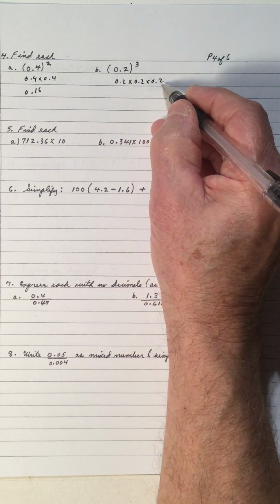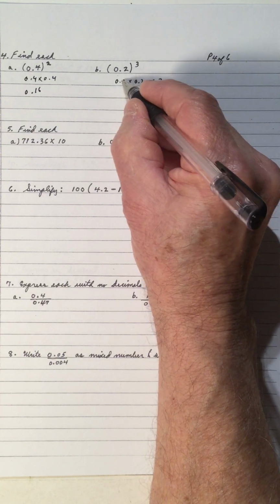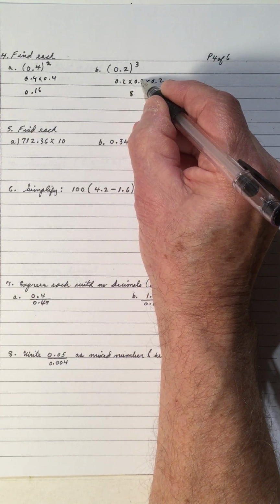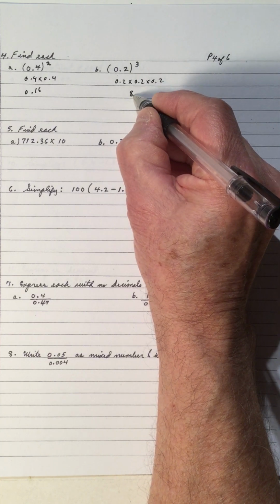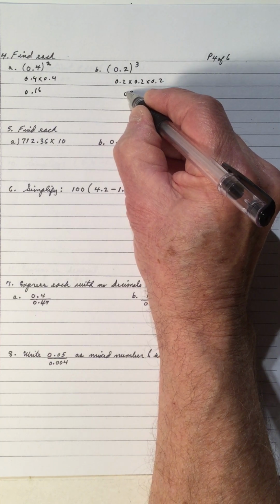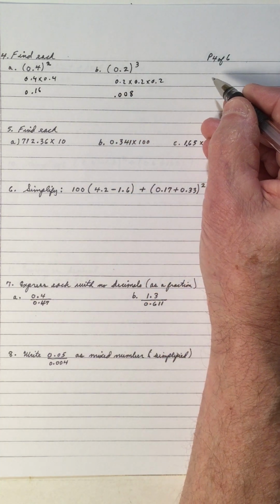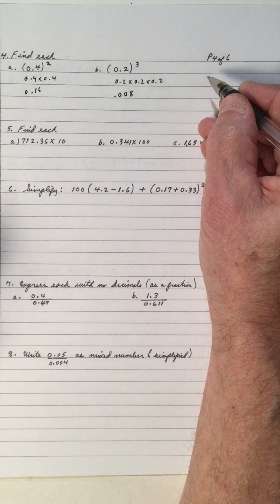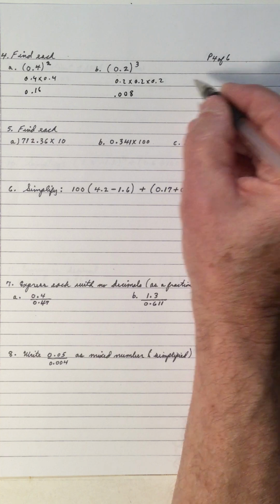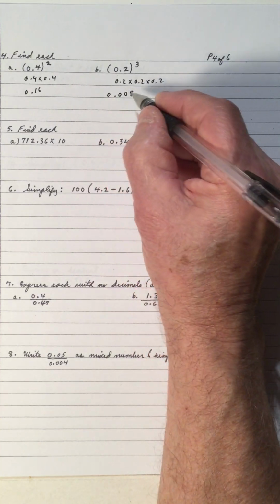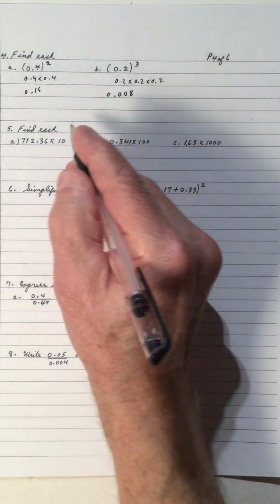I've written it down 3 times, so 2 times 2 is 4, times 2 is 8. There's 1 decimal place, another decimal place, another there, so 3 decimal places. So we start here, 1, 2, 3. 3 decimal places. Again, you can try your calculator, decimal 2 cubed, you get 0.008.